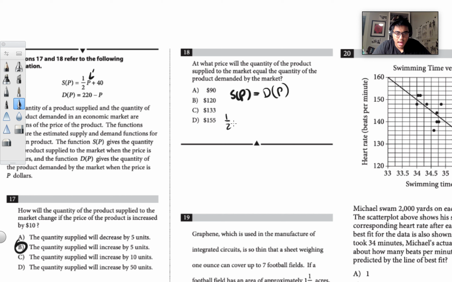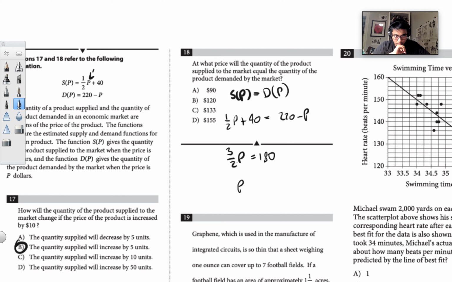Okay. So S of P has to equal D of P. So half of P plus 40 has to equal 200 minus P. So let's move the P to the other side. Half of P plus P equals 3 halves of P, and move the 40 to the other side. So 220 minus 40 equals 180.